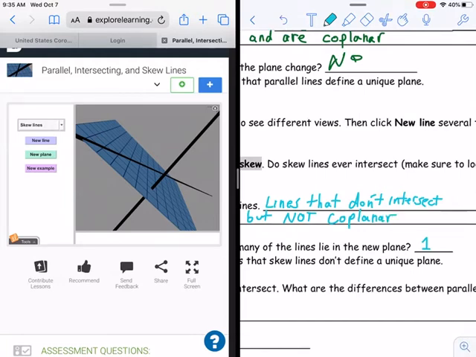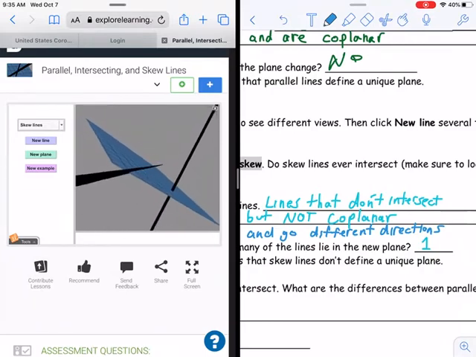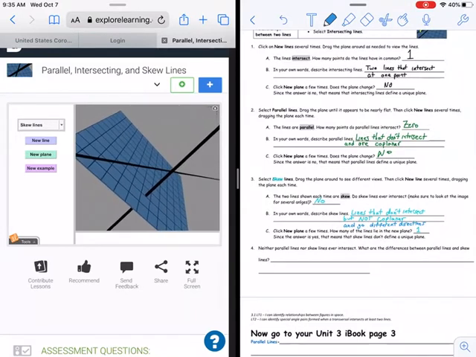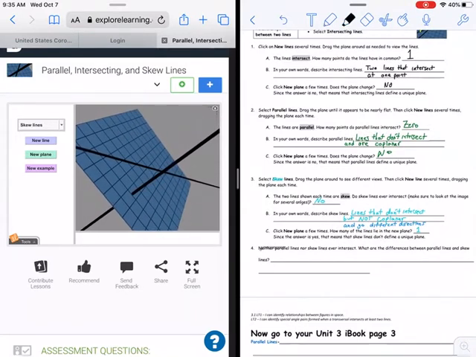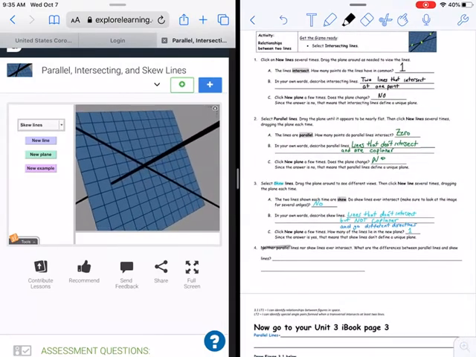In other words, that's the official math words, but probably lines that don't intersect and go different directions. The different directions part's not official, but in more simple terms, it's easier to understand. They're not intersecting, but they're going different directions. Those are skew lines. So parallel lines, let's see right here. Neither parallel lines nor skew lines ever intersect. What is the difference between parallel lines and skew lines?